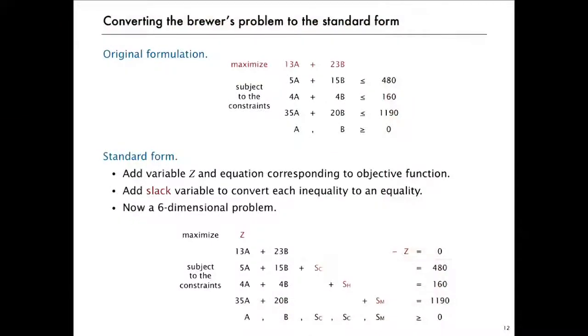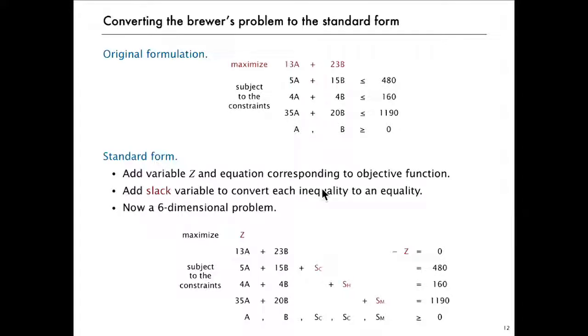The first thing is, instead of maximizing a linear combination, we're actually going to just maximize a single variable, and we're going to add that and then make the objective function an equation. So we want to maximize z subject to the constraint that 13a plus 23b minus z equals 0. That's the same as maximizing 13a plus 23b.